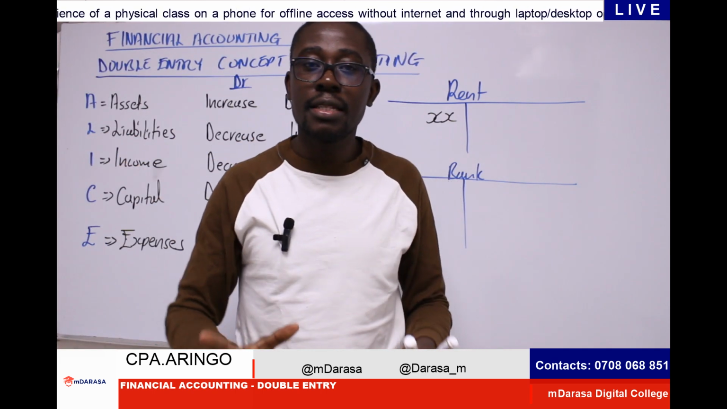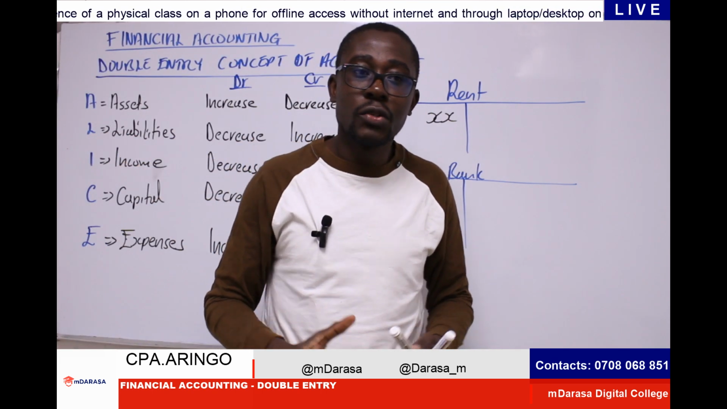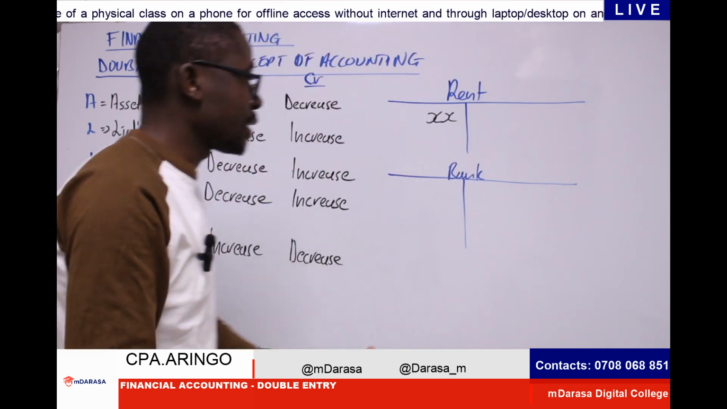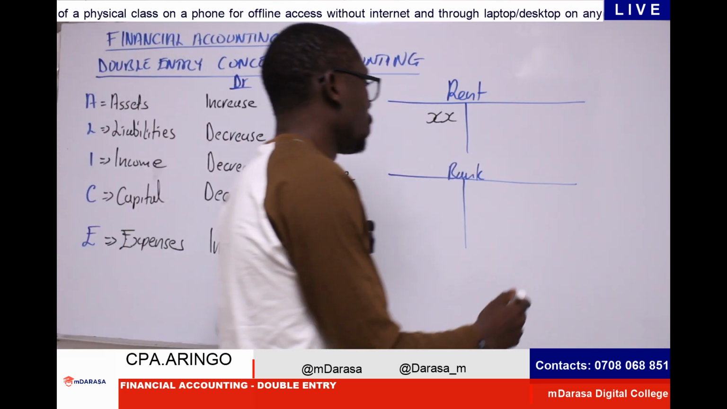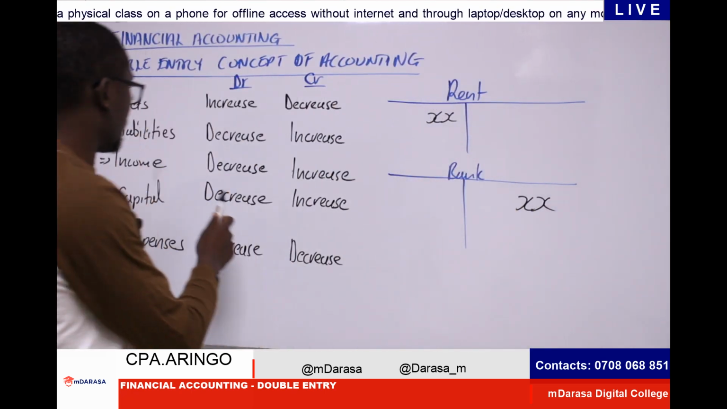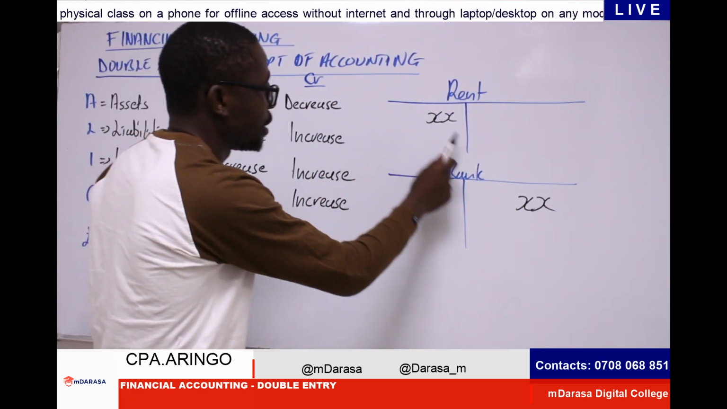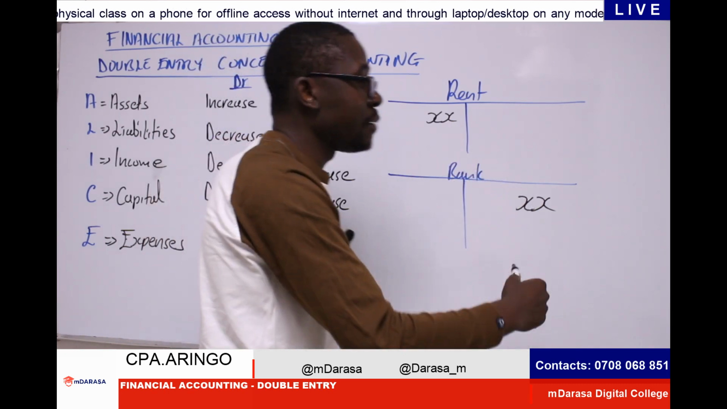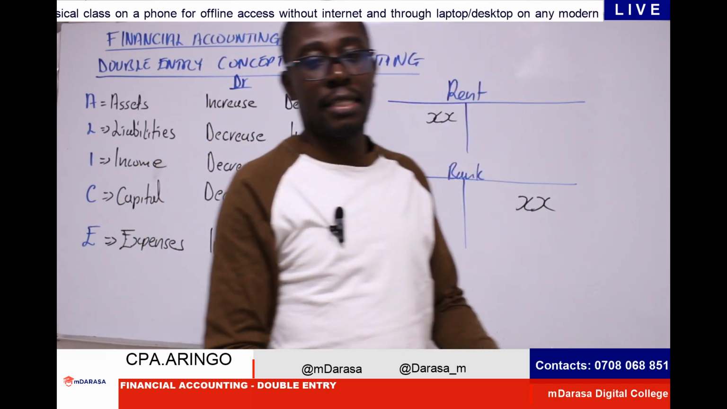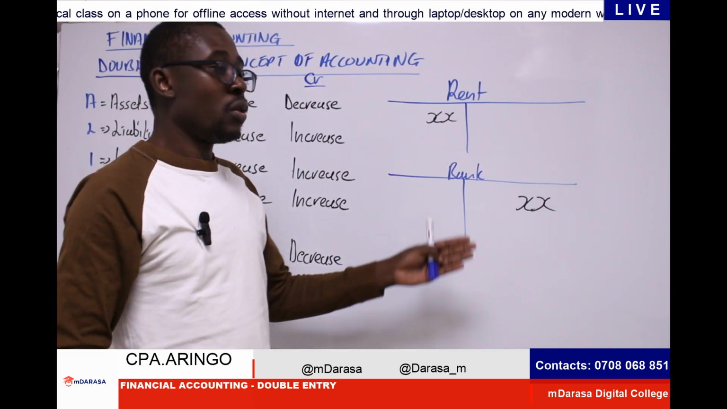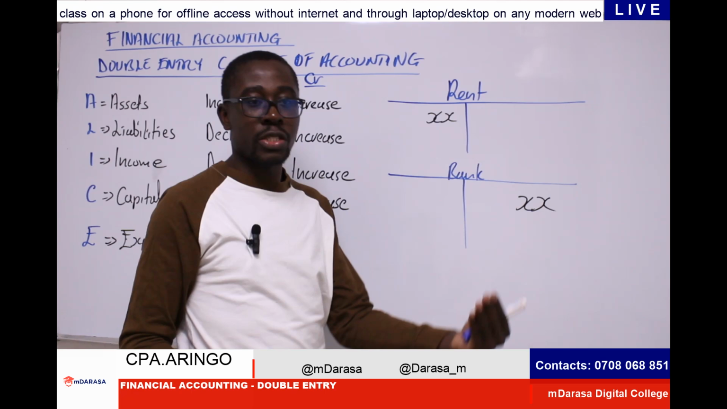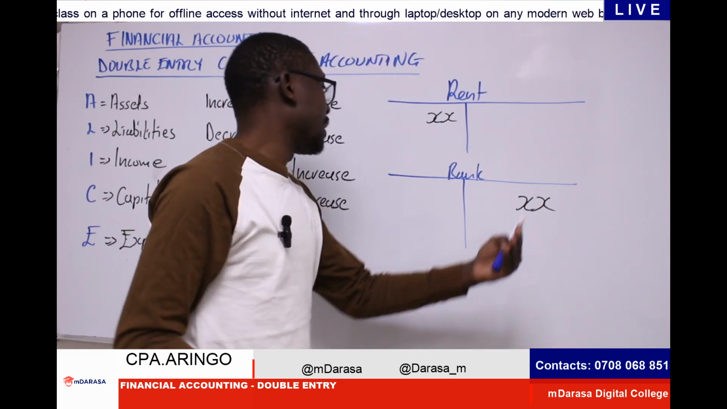And what is happening to our bank? Bank, in this case, is an asset. So we are reducing our cash at bank. Therefore, we credit. And this is what we're looking at here: double entry. For every debit entry, there must be a credit entry. So, in this case, we are following the principles of double entry.